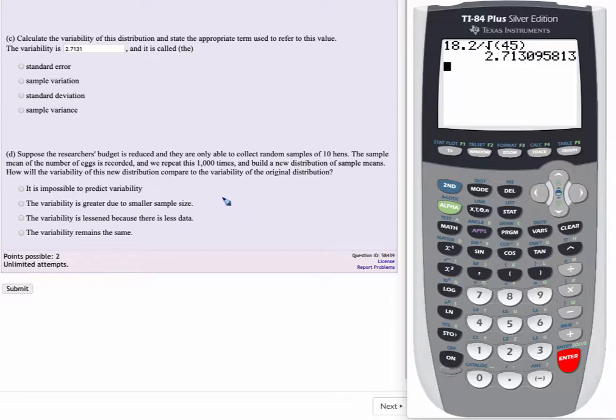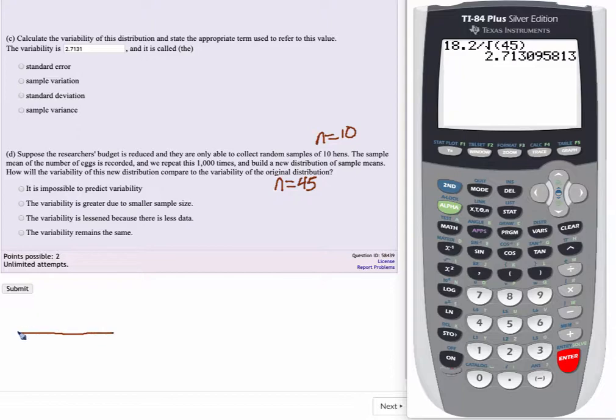How will the variability of this new distribution compare to the variability of the original distribution? Okay, so what they mean by the original distribution here was n equal to 45, in other words, when they did the first one. And now for their new sample, n is equal to 10, okay? So over here we notice n was equal to 10. All right, so let's put all 3 of them on the same page here so we can see.